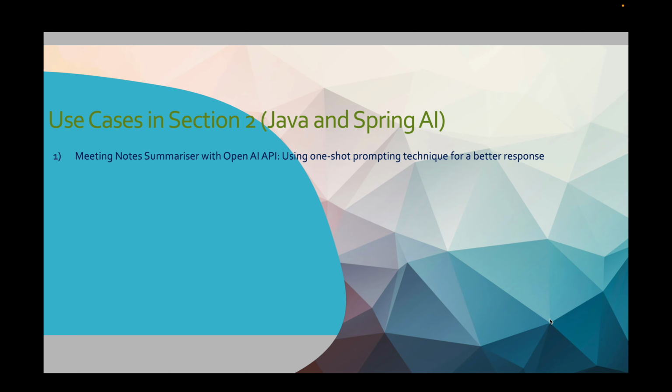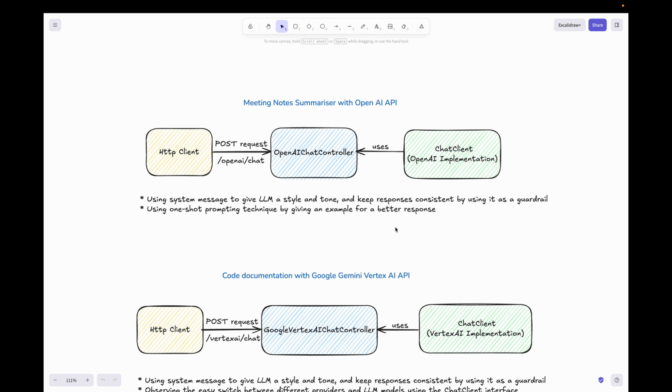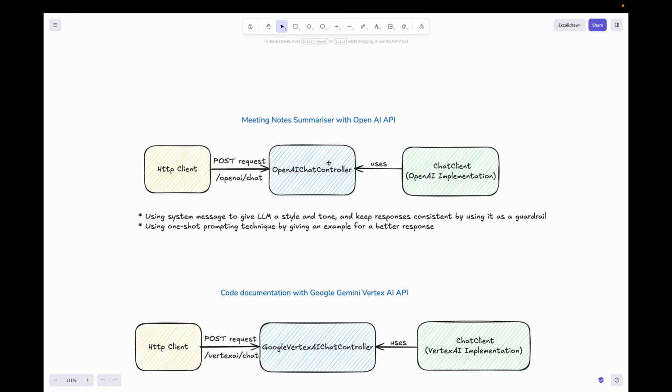In the first part, you will start with base chat client use cases using Spring AI. In section 2, you will start with a meeting notes summarizer with the OpenAI API, using a one-shot prompting technique for a better response. You will develop a chat client controller using the OpenAI implementation of Spring AI and call it using a POST request from Postman. There you will use a system message to give the LLM a style and tone, and also use the one-shot prompting technique by giving an example for a better response.